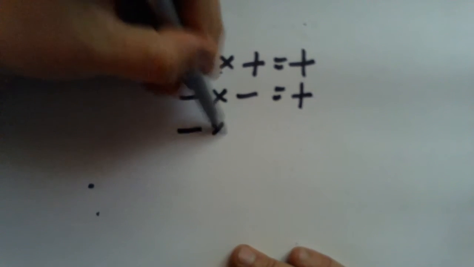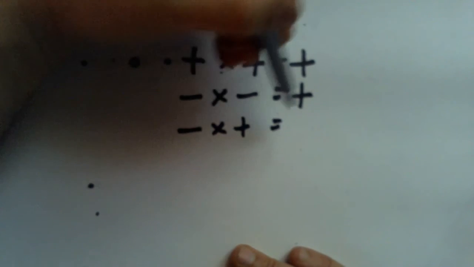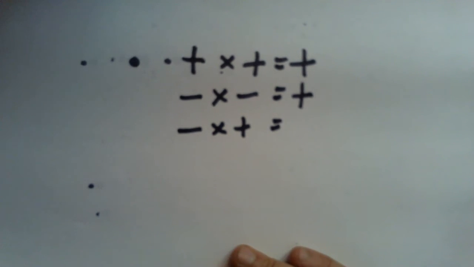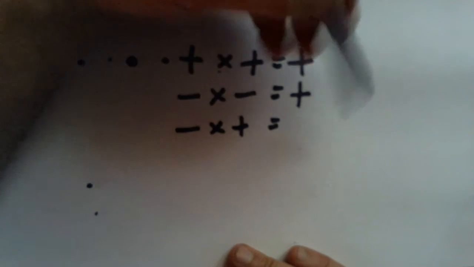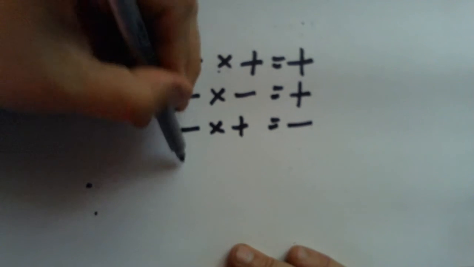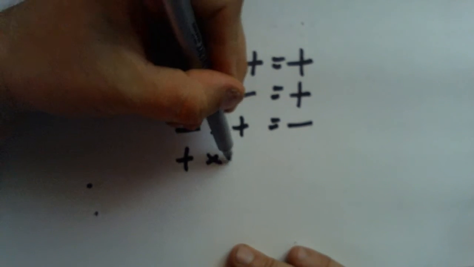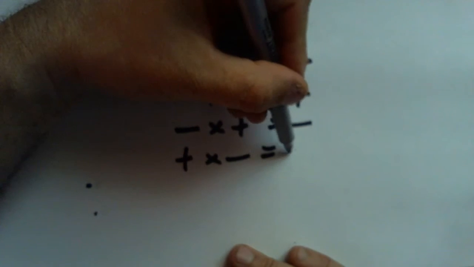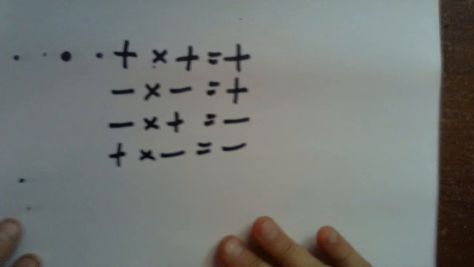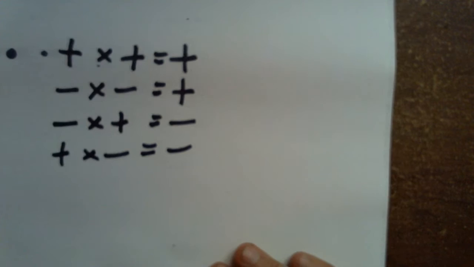A negative times a positive equals, and don't remember this, by the way, I'm just showing you this to make a point, equals a negative. A positive times a negative equals a negative. These are our multiplication rules.